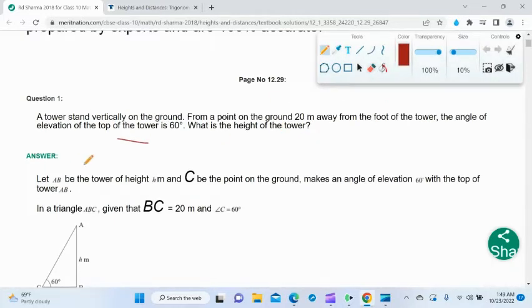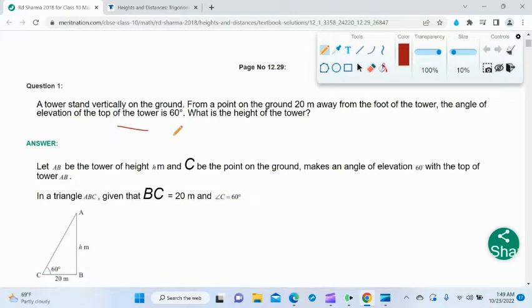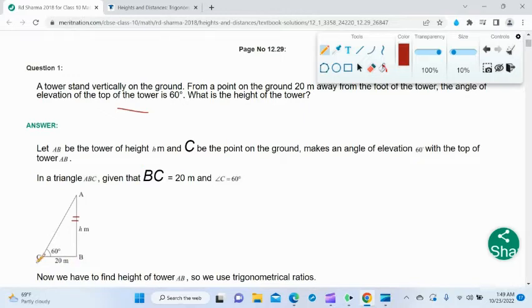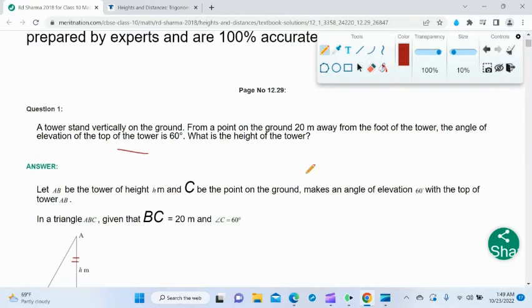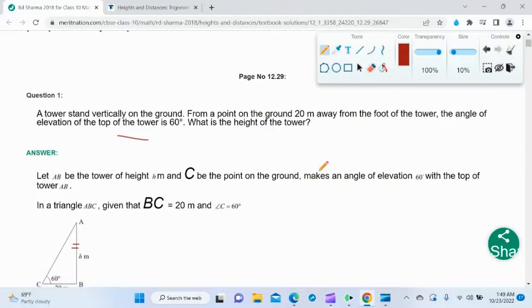Let me go through the question. A tower stands vertically on the ground. So suppose this is the tower, standing vertical on the ground. From a point on the ground 20 meters away from the foot of the tower, the angle of elevation of the top of the tower is 60 degrees. What is the height of the tower?